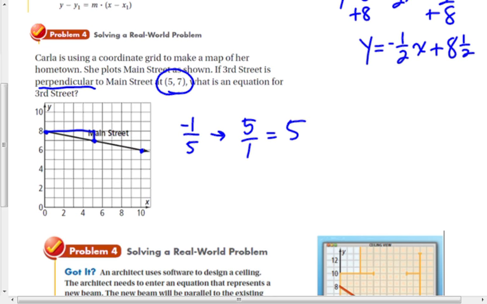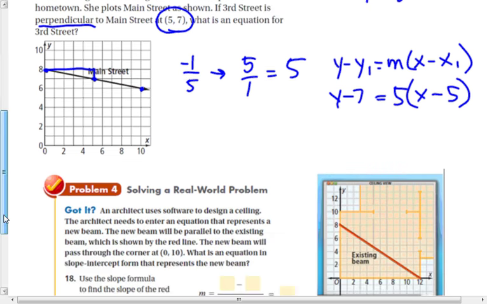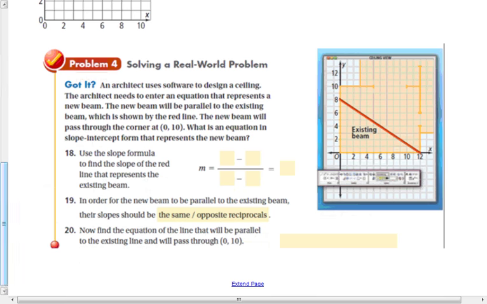And since we want it to cross at (5, 7), let's just use this form, point slope. And we're going to put 5 in for the slope, and we're going to put in 5 for x sub 1, and we're going to put 7 for y sub 1. And it says, what is the equation? It doesn't say what form we need, so we can just leave it like that. All right? Go ahead, you try that.